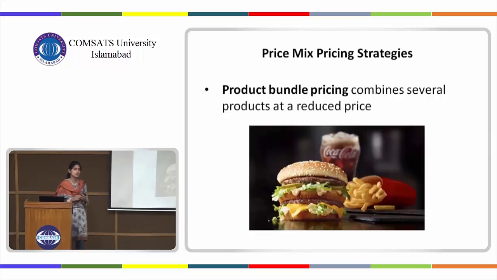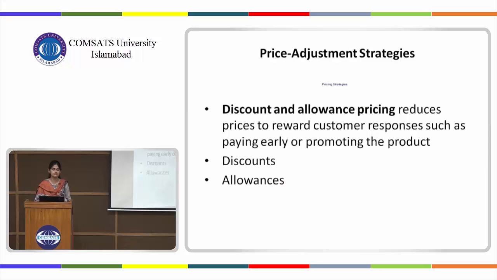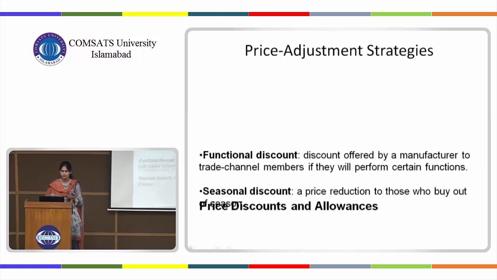Then we talked about product bundle pricing, which essentially talks about bringing in 2 to 3 or more products together and pricing them at a reduced price. Then we talked about price adjustment strategies. The first strategy was discount and allowance pricing. What happens in discounts? You slash the prices, you reduce the prices of the product.